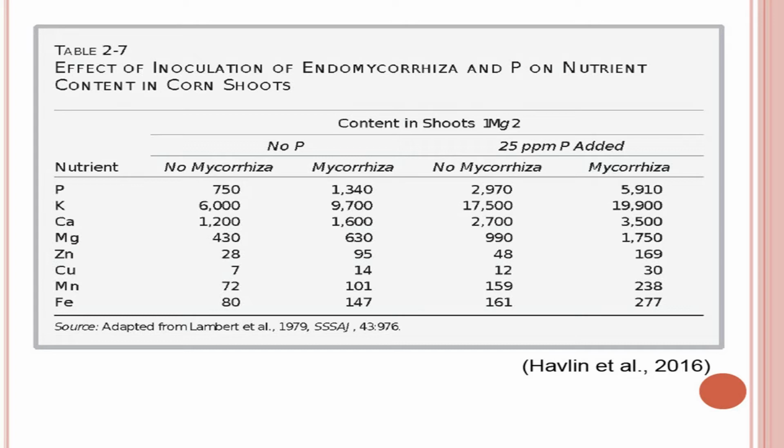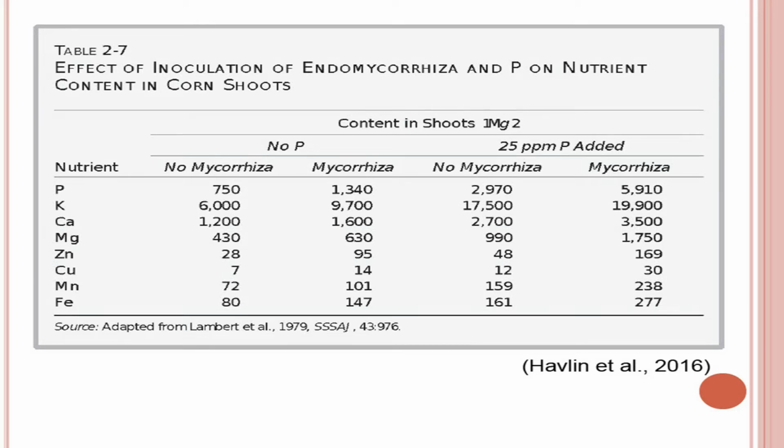Continue to see in the same row. Now you can see no mycorrhiza and mycorrhiza. So here also, when phosphorus was applied at 25 ppm, you see from 17,500 it has become 19,900. So is the case in other nutrients also.